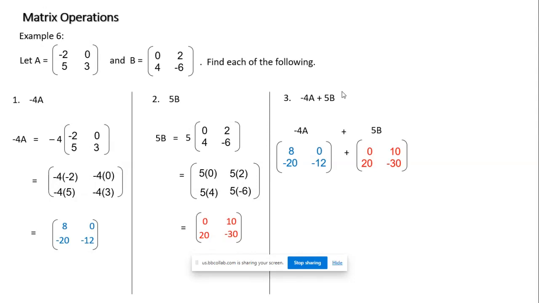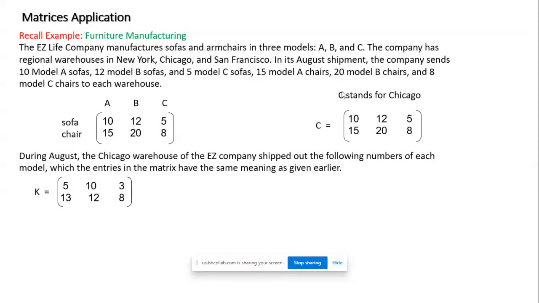So now again, this is just an addition of two matrices that we know how to do, adding element with element, right? So here we want to do 8 plus 0, 0 plus 10, -20 plus 20, -12 plus -30. Let's simplify. 8 plus 0 is 8, 0 plus 10 is 10, -20 plus 20 is 0, -12 minus 30 is -42. Okay, so these were basic fundamental operations with matrices, but let's do something a little bit harder.